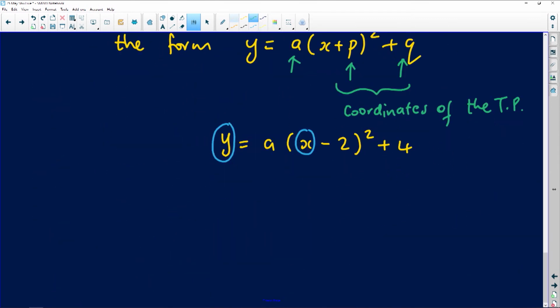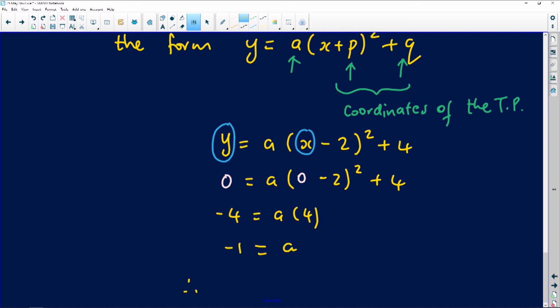So where I see x, I'm going to replace it with 0, equals, we don't know a. And where I see y, I'm going to replace it with 0. Remember, we know that this is minus 2 squared, and we know also that this is actually equal to 4. Okay, cool. So now if I subtract 4 on both sides, I'm going to get minus 4 is a into 4, because 2 squared is going to be 4. You divide both sides by 4, you get negative 1 as your a value. Therefore, the equation is going to be y equals negative 1, which is not necessary to write, x minus 2 squared added with 4.